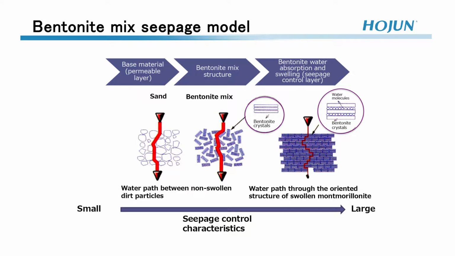The gap between soil particles is reduced through mixing in bentonite, and because water that comes into contact with the bentonite mix layer is absorbed, causing swelling, the path water has to take is extended, enabling seepage control.